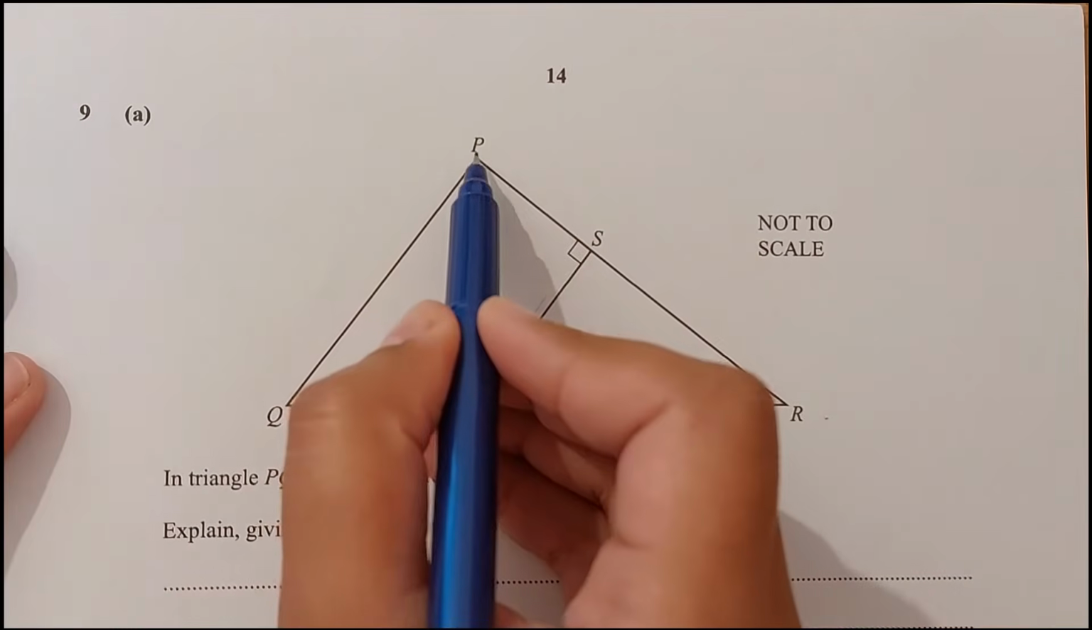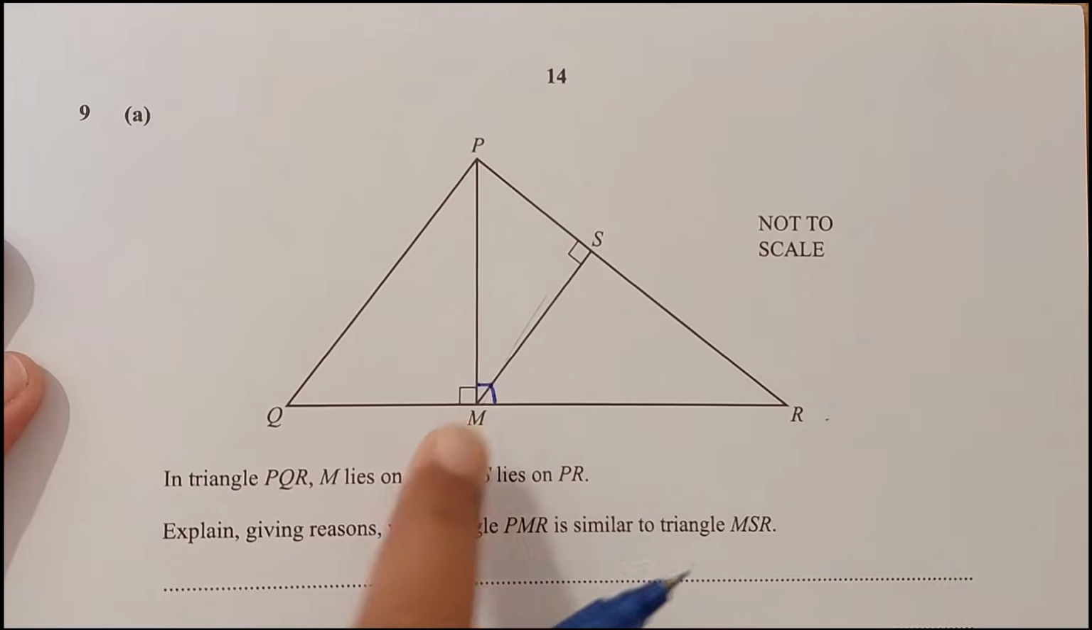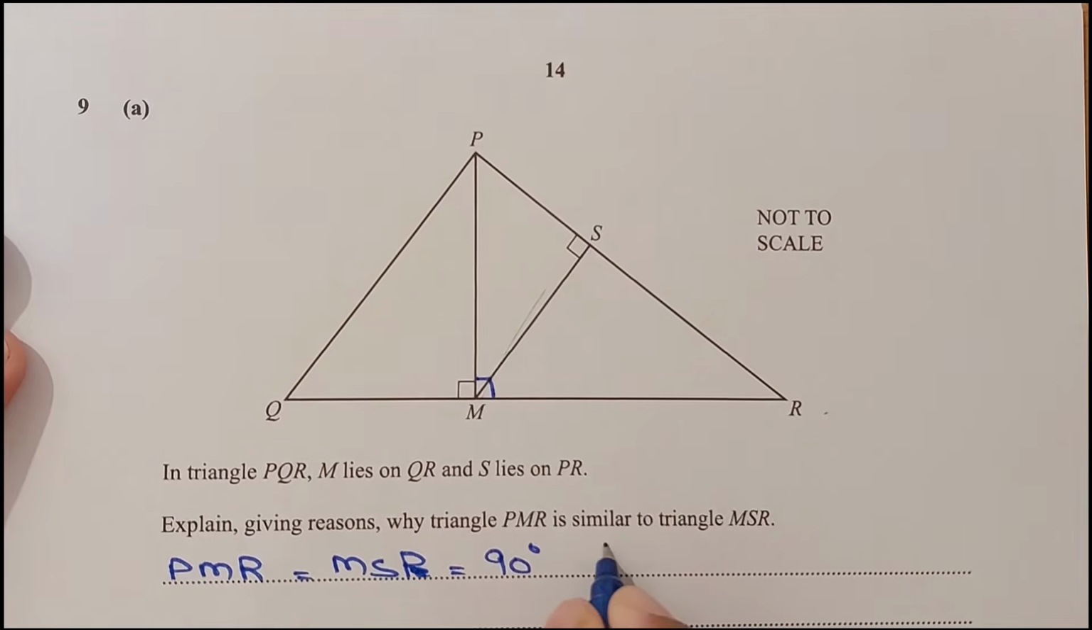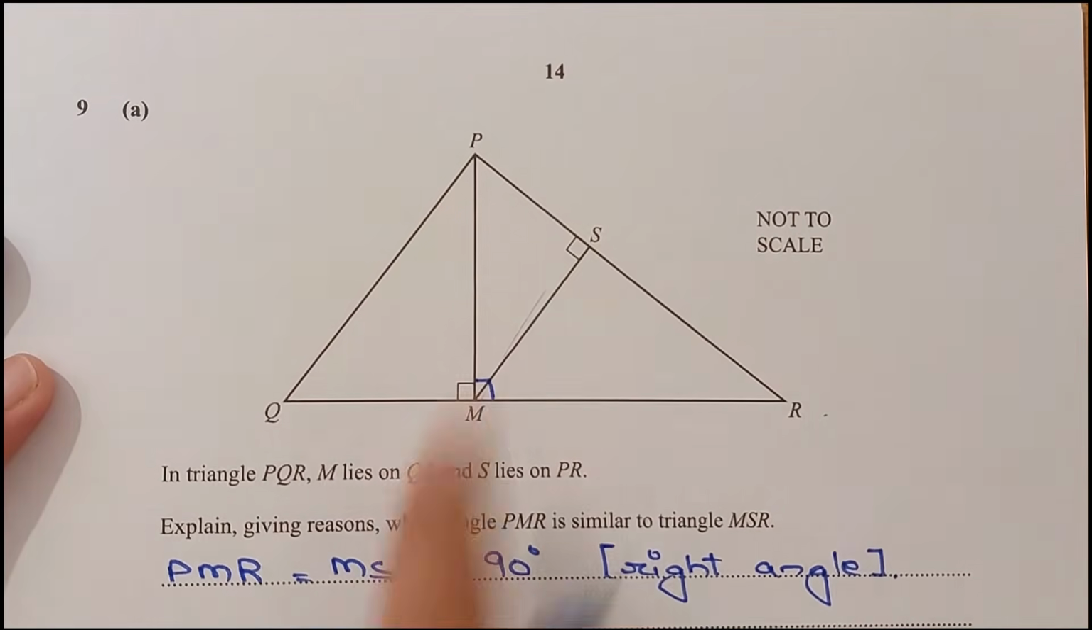Okay, so if I consider PMR, this angle is 90 degrees, and if I consider MSR, this angle is 90 degrees, right? So we can say that angle PMR is equal to the angle MSR, this is equal to 90 degrees, right angle. This is the first reason. Both angles are same, right? So angle M and angle S are the same.